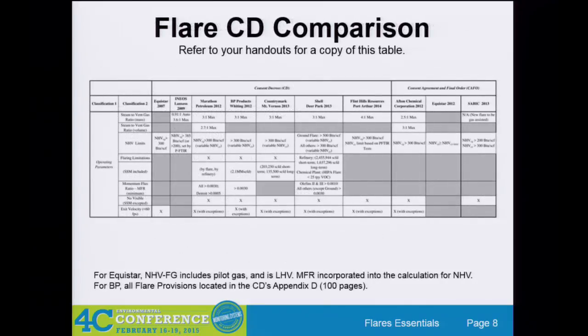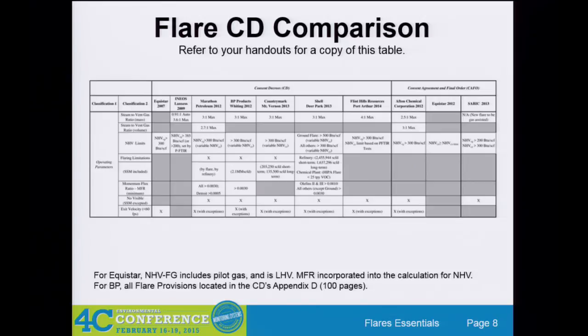Okay, I know you can't read this. I believe it should be one of the handouts, so you can pull it out and look at these things in detail. Here you can see with the steam to vent gas ratio, Marathon had a volumetric basis, which pretty much went away for the rest of them. They all have the consent decree combustion zone limits. They got their limits. Momentum flux ratio, that was primarily Marathon and BP.